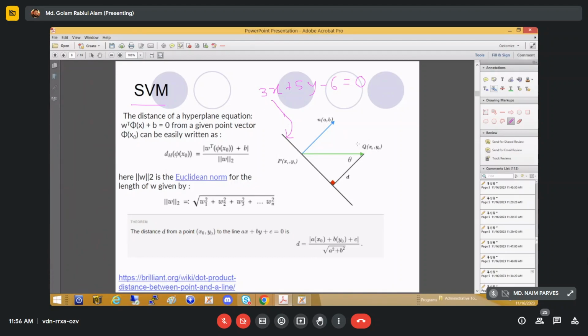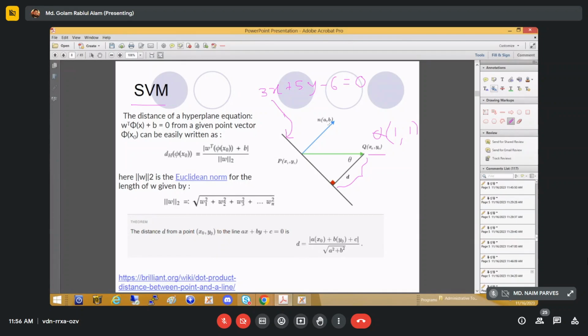Okay, and we have a point, like here. This point is Q, and its coordinates are 1 and 1. Then what's the distance from this point to this line? It must be the perpendicular distance, okay? The perpendicular distance.